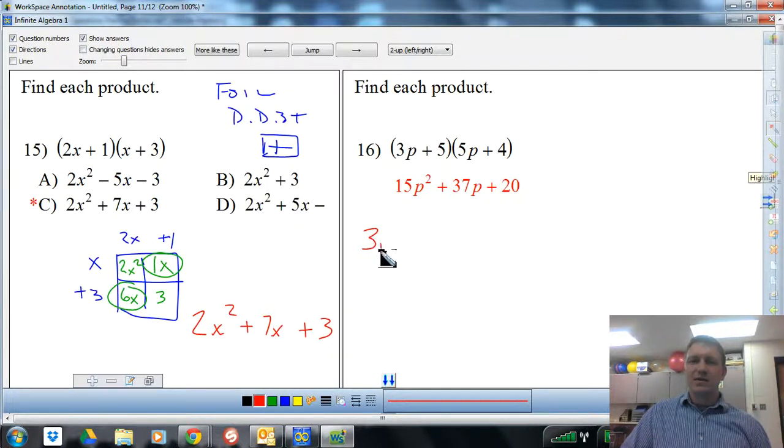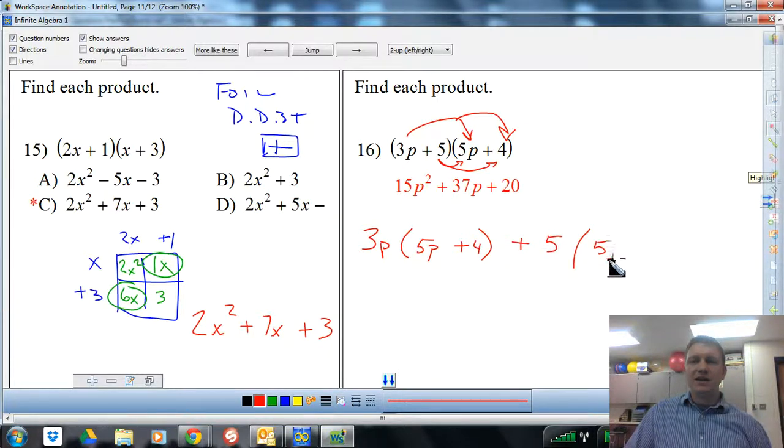Okay, same exact thing over here, but I'm going to use the double distributing method, which means I take 3p, and I'm going to multiply this over here, multiply, and multiply. Okay, I'm going to rewrite it like this, 5p plus 4. So I do a little multiplying. Then I'm going to take this and multiply here and here. Essentially, this is the FOIL method. Firsts, outers, inners, lasts.